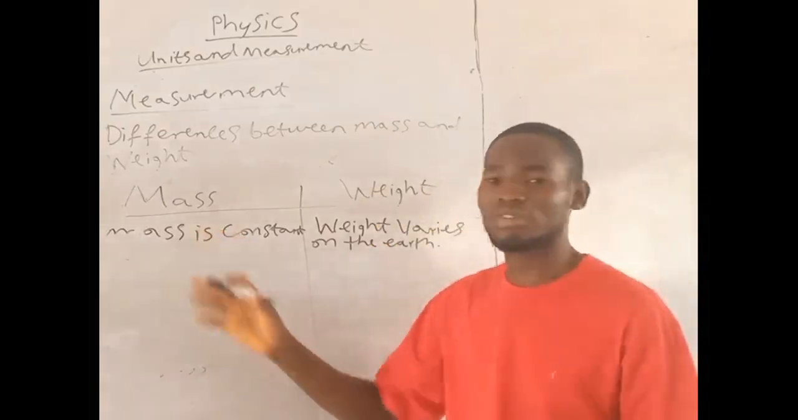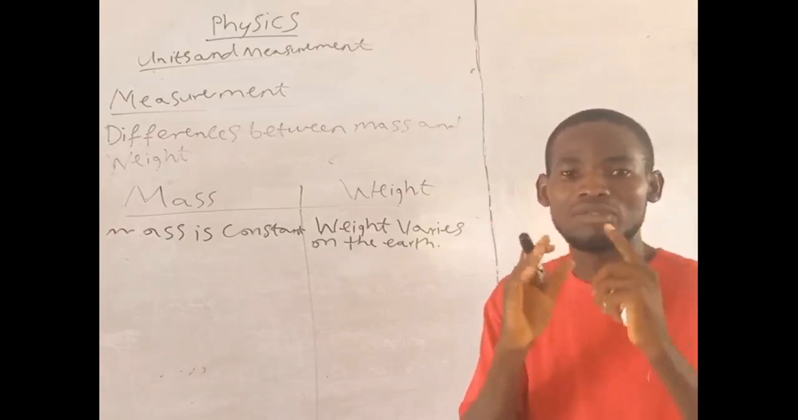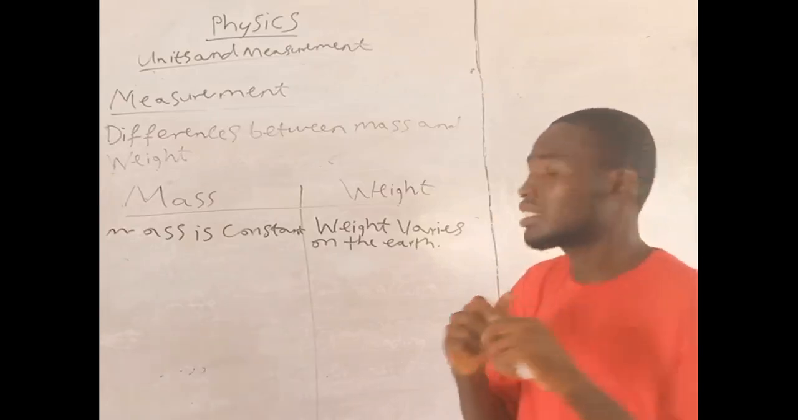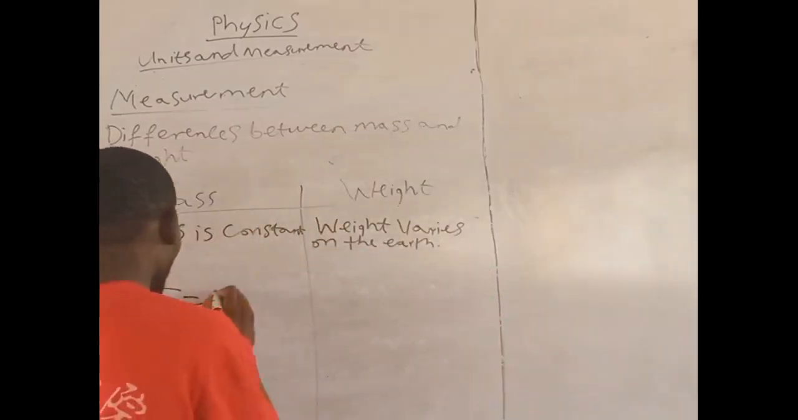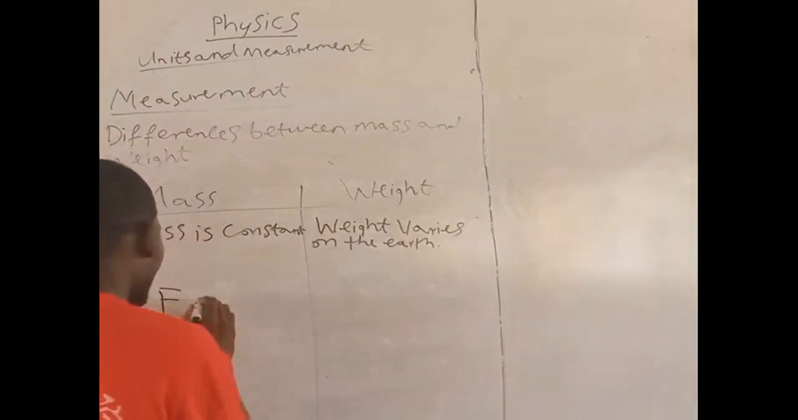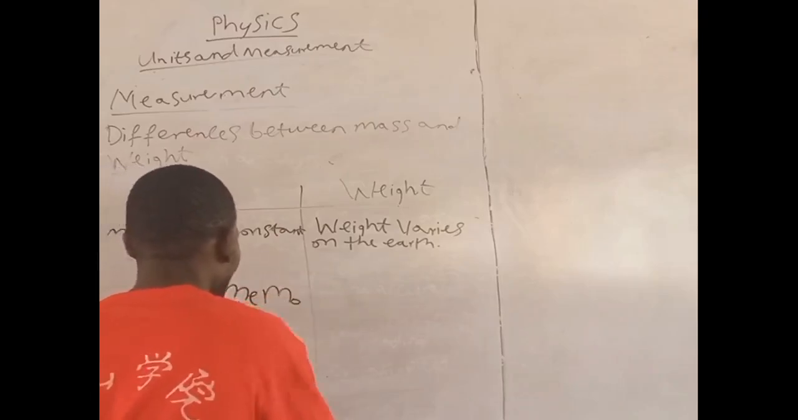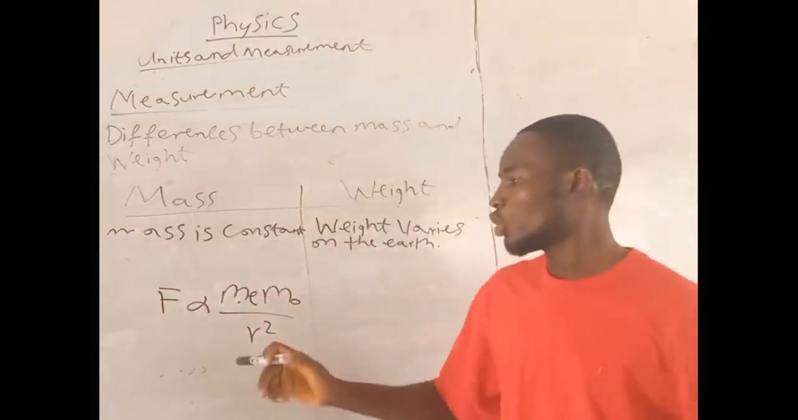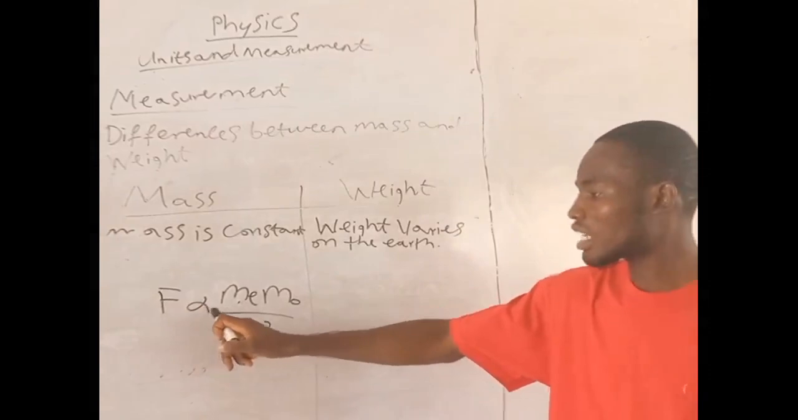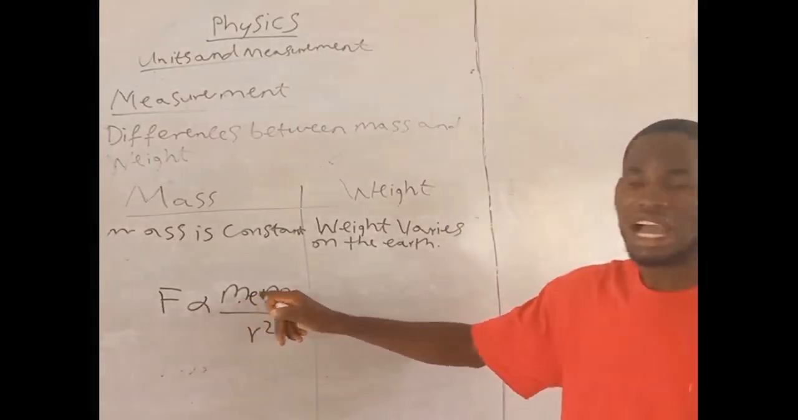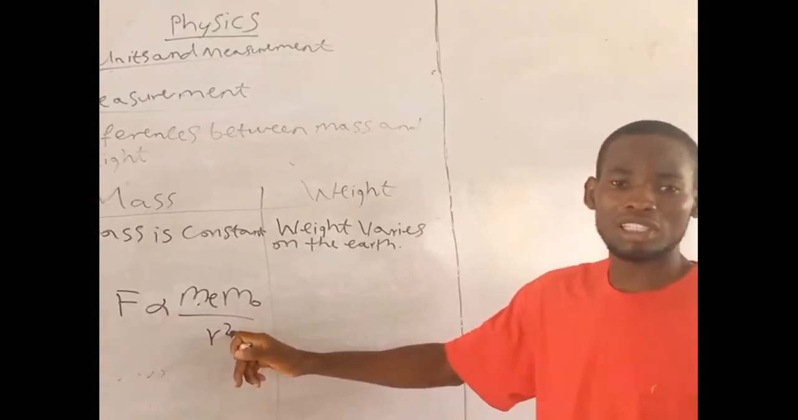Now, the reason why weight is different is because of Newton's law of universal gravitation, which states that F is equal to G times M of Earth and mass of object over R squared. This is Newton's law of universal gravitation. The gravitational force acting between the mass of the Earth and the mass of an object is inversely proportional to the square of the distance between them.